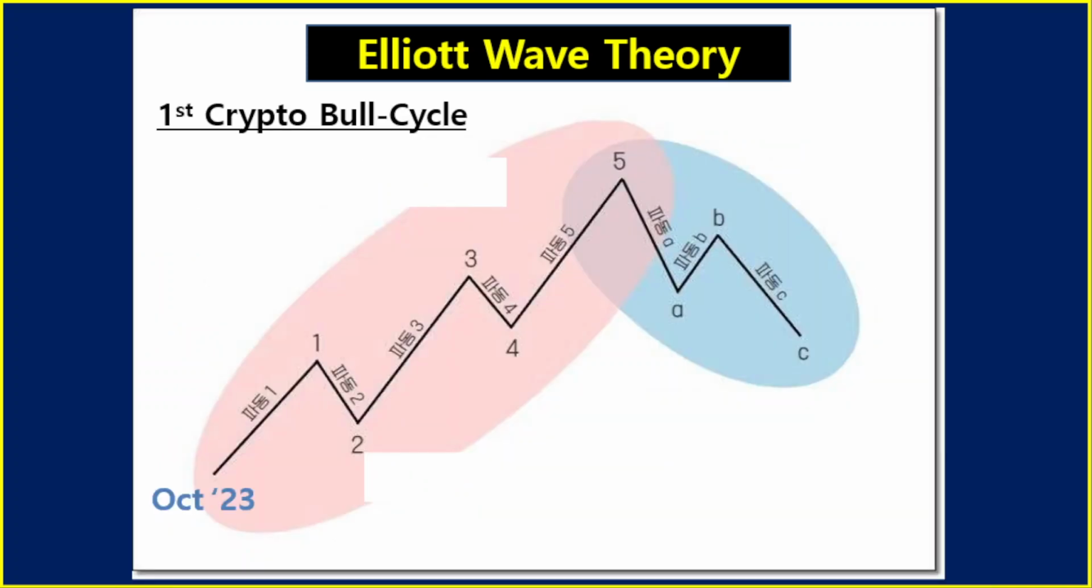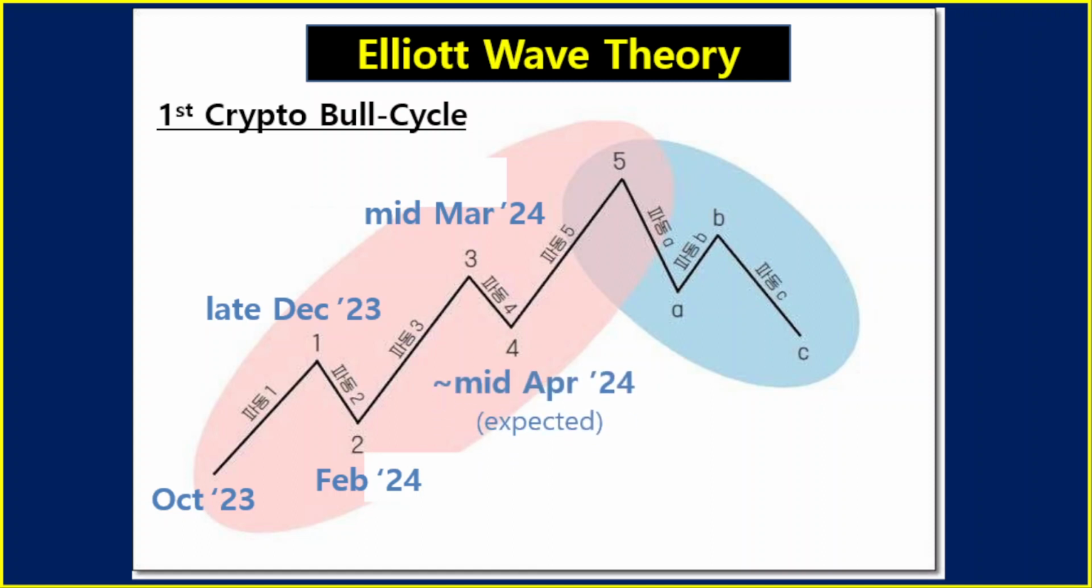And what I mentioned here is that the first crypto bull cycle already began last October. That's why I mentioned October 2023, and then impulsive number 1, which was in late December of last year, and number 2, which was in early February of this year, and number 3, which was in about the middle of March this year. And we are now located at phase number 4, the corrective move.